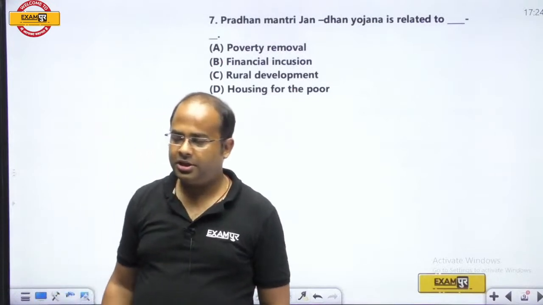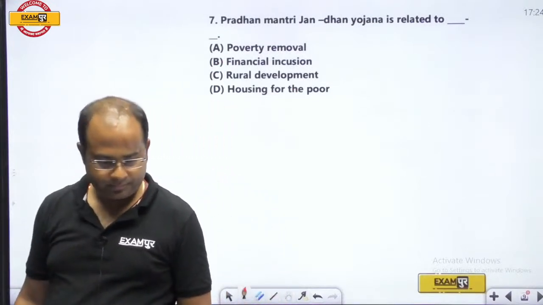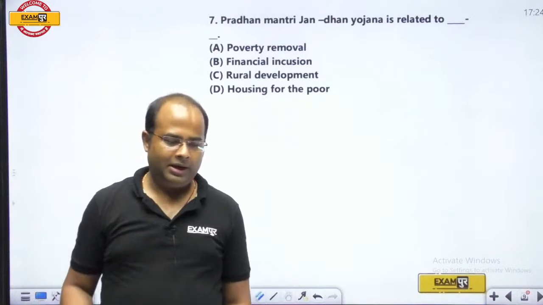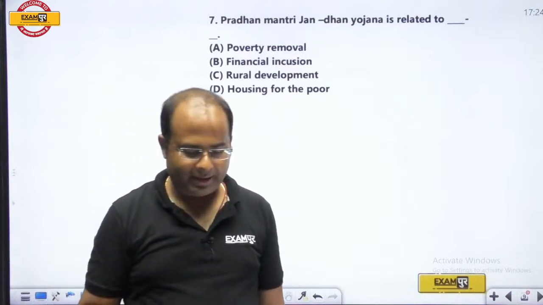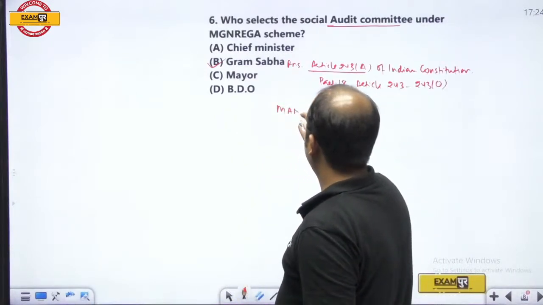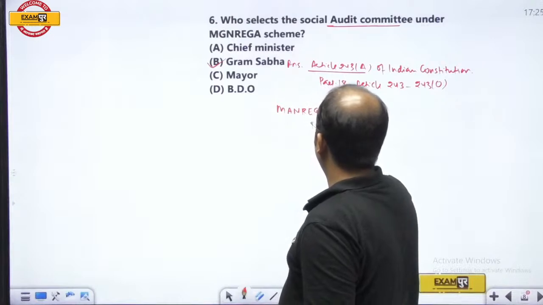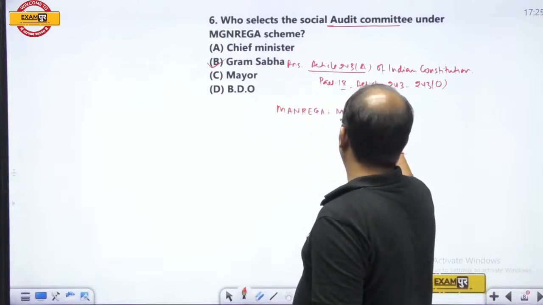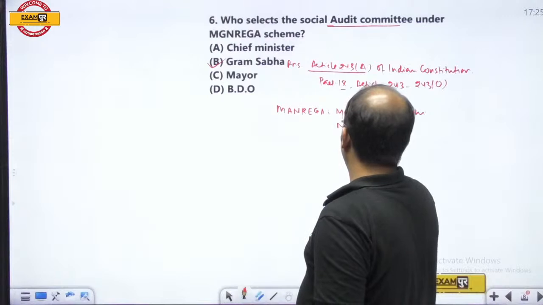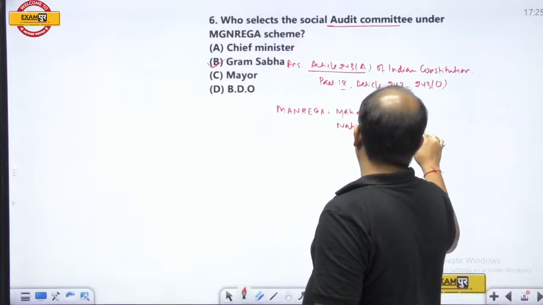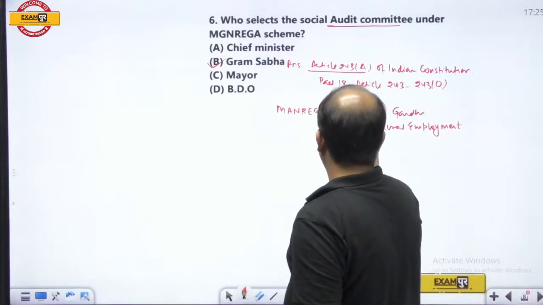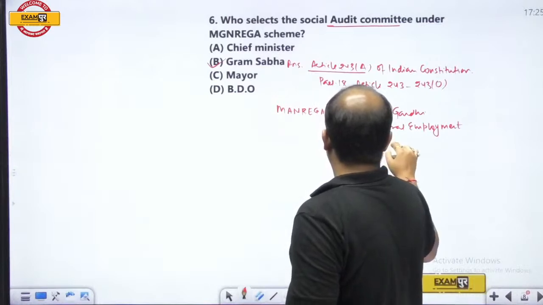Now, Pradhan Mantri Jan Dhan Yojana, what is that related to? MGNREGA, Mahatma Gandhi National Rural Employment Guarantee Act. So the full form of MGNREGA: Mahatma Gandhi National Rural Employment Guarantee Act.